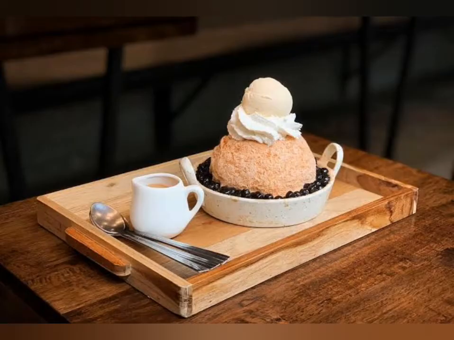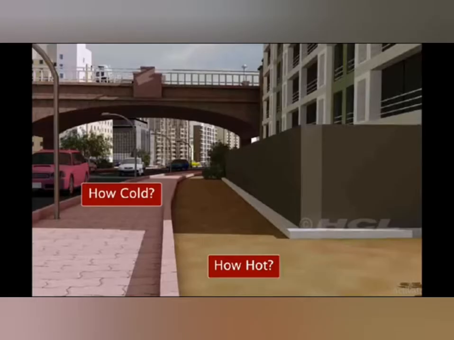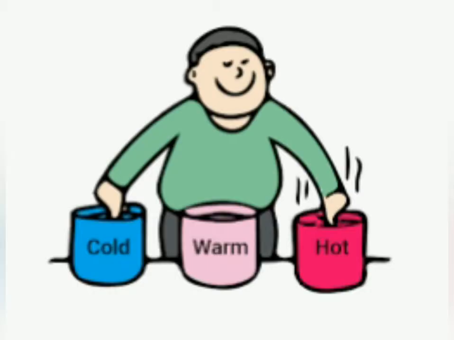We can also name a number of objects that are hot or cold. For example, ice cream is cold and a steaming cup of coffee is hot. How can we measure how hot or how cold the thing or the place is? Can we measure the temperature exactly by sense of touch alone? By doing an activity, we can understand that the sense of touch is not the standard method to measure the temperature. You can also try this activity.